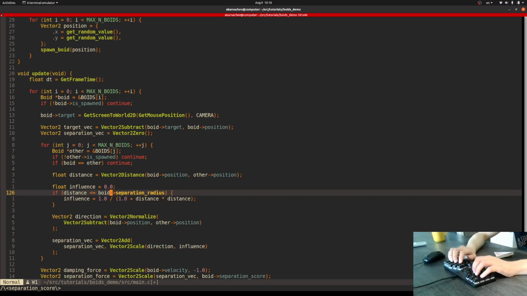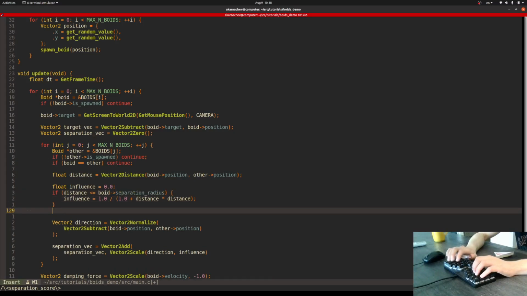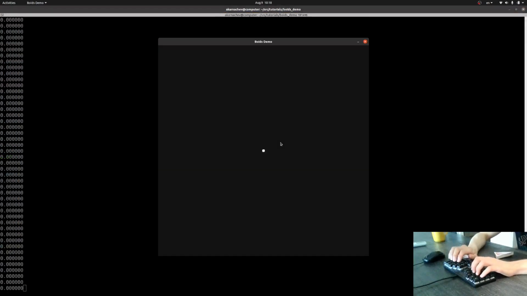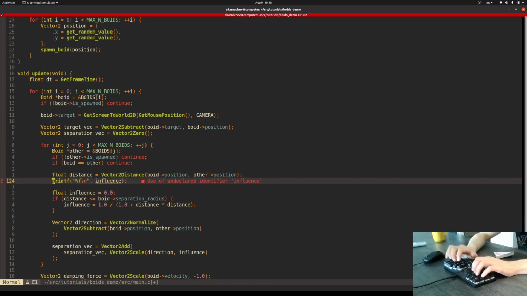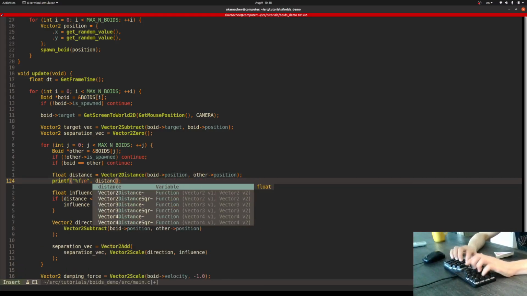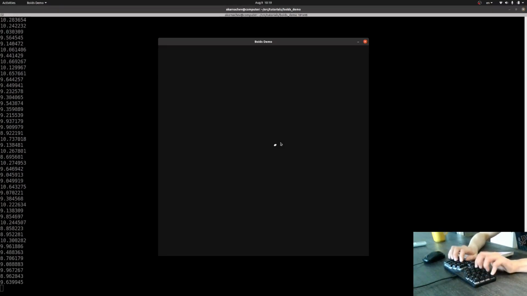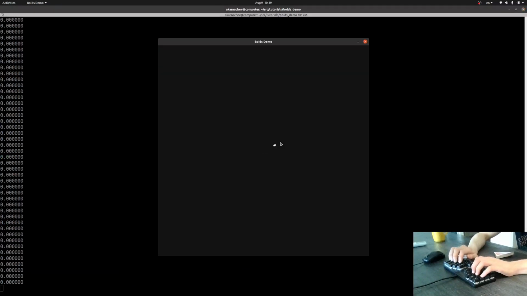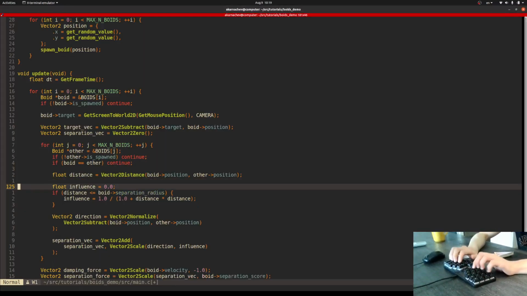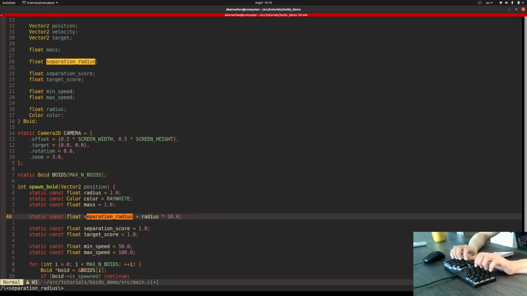Well. Let me print the influence. Zero. It's just 0. I don't like it. If the distance. Let me print distance. Distance is alright. Let me print Boid separation radius. It's 0. I did the same mistake, I suppose.